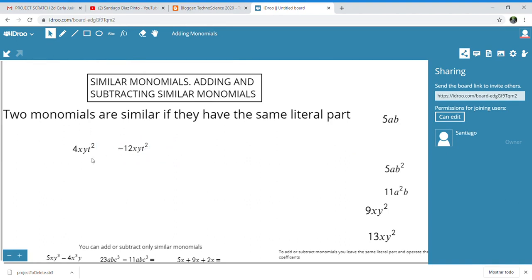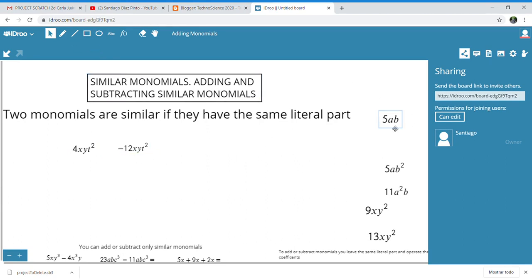So these two monomials are similar monomials, or some people call them like monomials. Similar monomials, monomios semejantes in Spanish, or like monomials also in English. So we could say that they have the same literal part, x, y, t squared, so they are similar monomials.